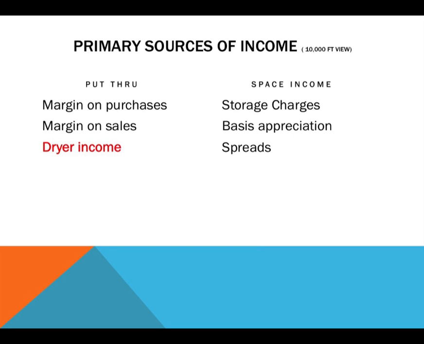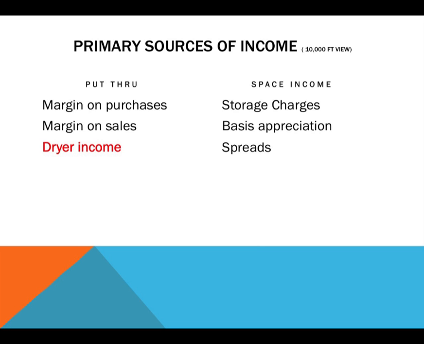So this is just kind of a 10,000-foot view of how we make money in the business, right? I've kind of put it into two basic categories. Put through, which is just, you know, you buy grain and you sell grain. Okay, you buy it at 10 under, you sell it at 5 over, you make 15 cents. Put through, margin on sales and purchases. I put dryer income in there as a way that you can also have a place to generate income.